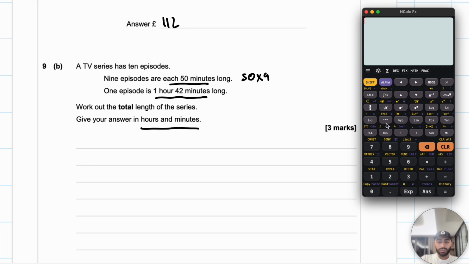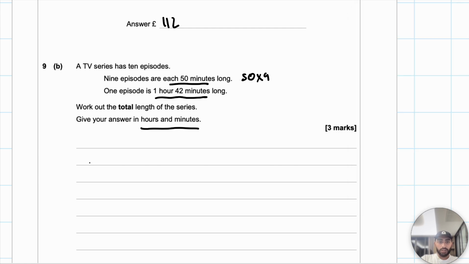But I'm going to use this function on the calculator. This is just the hours and the minutes function. So I've got 0 hours and I've got 50 minutes. So I write it like that. That tells me 0 hours and 50 minutes. I need to multiply that by 9. That gives me that bit. So that's 7 hours and 30 minutes. Then I need to add this 1 hour and 42 minutes. That gives me an answer of 9 hours and 12 minutes. So I would write it as 7 hours and 30 plus 1 hour and 42, which gives me 9 hours and 12.